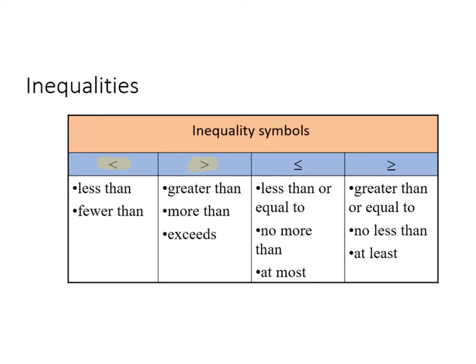The ones that are new are the less than symbol with the line underneath, which means less than or equal to, no more than, or at most. And the far one on the right is the greater than symbol with the line underneath, and that's read as greater than or equal to, no less than, or at least.